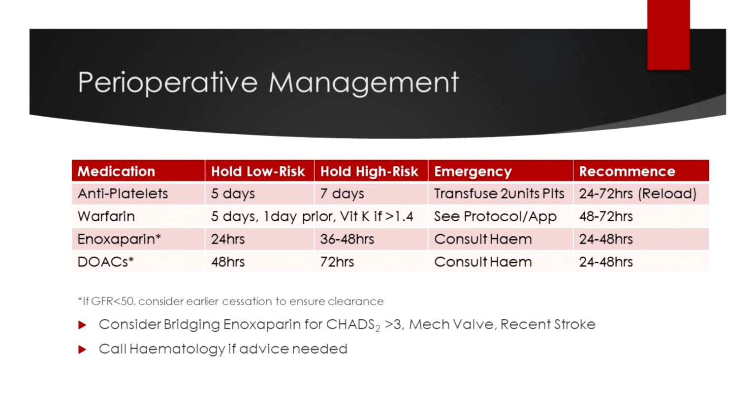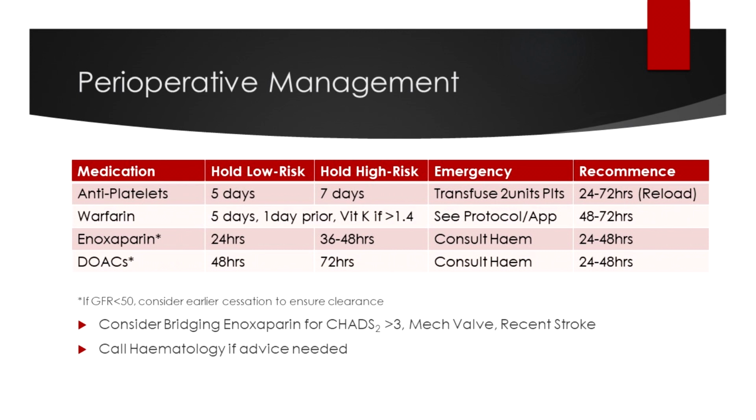The DOACs follow a very similar kind of style, generally holding them 2 days prior, or for a high-risk procedure, 3 days prior. Again, if their renal function is impaired, they might need to be held a little bit longer prior, and you can always check the drug level in that situation immediately prior to the procedure. In terms of emergencies, again, give Haematology a call and we'll tell you what we can do.